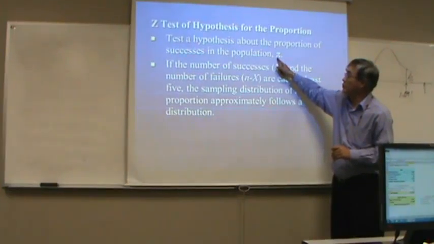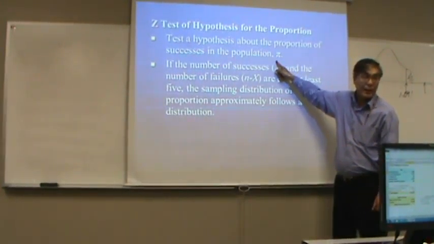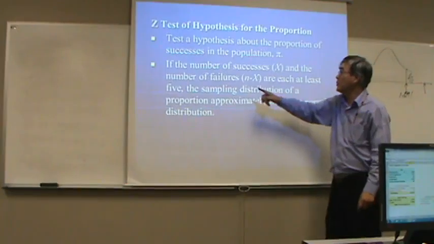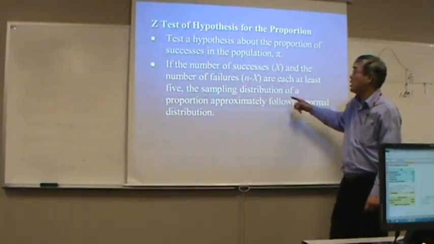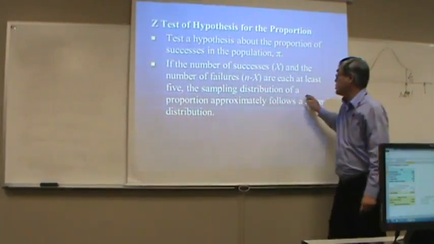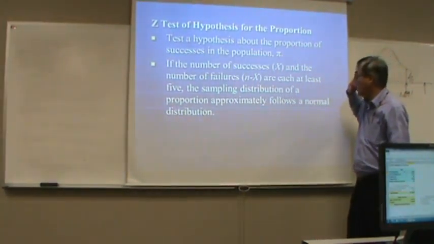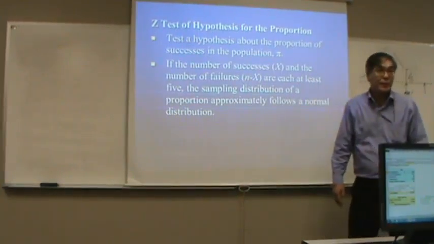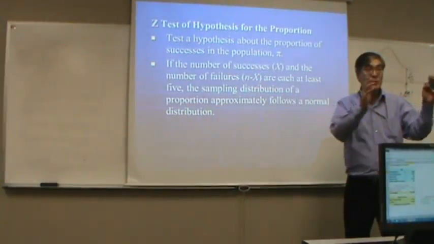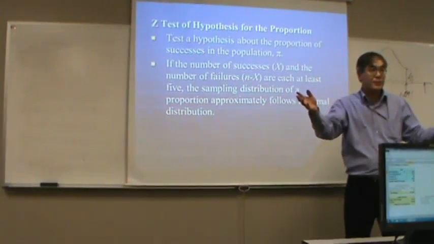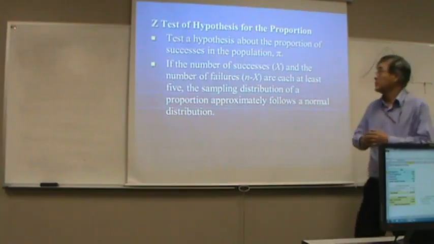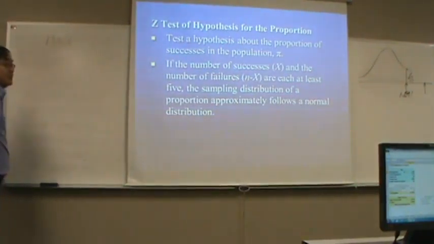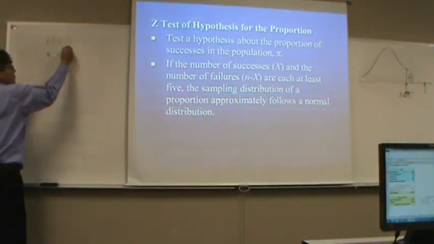Population proportion is denoted by pi. If the number of successes x and the number of failures n minus x are each at least 5, the sampling distribution of the proportion approximately follows a normal distribution. Here 10 students, 6 female students: sample size n is 10, and x equals 6.